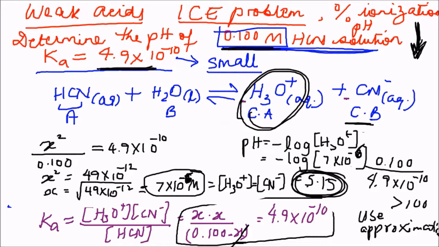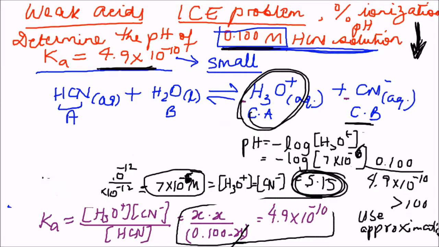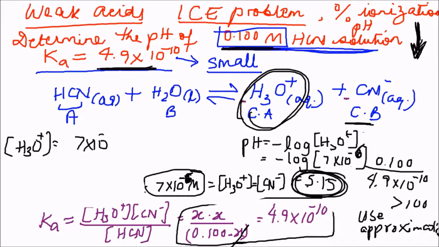Before I do that, let me erase parts of this question so that I make room. I have determined that the hydronium ion concentration, H3O plus, is 7 times 10 to the power of negative 6 molar. I determined the pH. The percentage ionization is given by the amount that dissociated, so HCN that dissociated, divided by the initial amount that you began with, times 100.